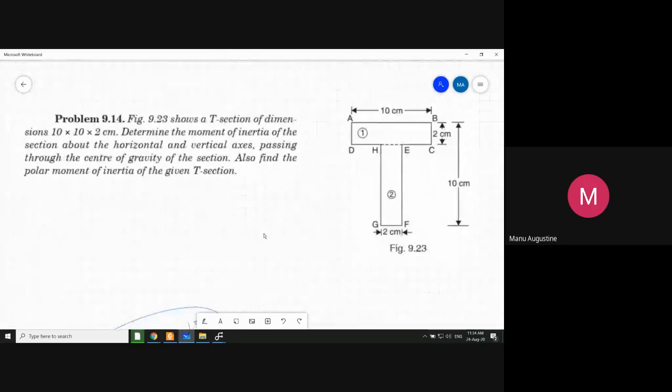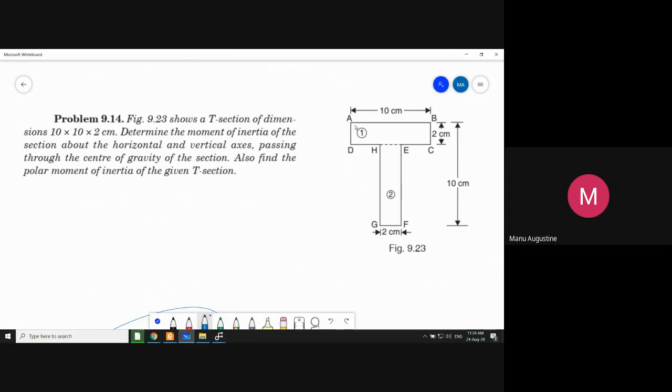Here is the problem. You can see a T-shaped section. The dimensions are: the top of the T is 10 centimeters, and this thickness is 2 centimeters. The overall height of the T section is 10 centimeters, so that makes this particular length 8 centimeters. This length is 8 centimeters.